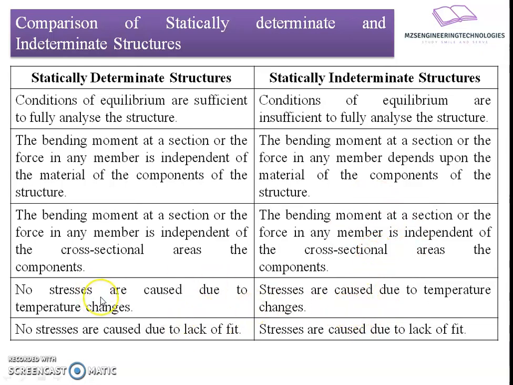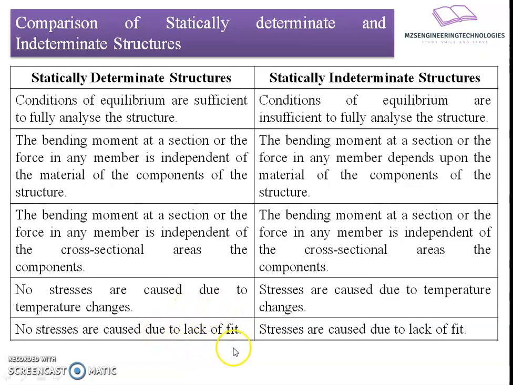In the case of a determinate structure, in one of my lectures I said that it is free from the stresses developed by temperature changes or the stresses developed by lack of fit. What is the meaning of this? The structure is so flexible that it has a negligible effect from temperature rise or extension of the member due to temperature rise. They are going to compensate, or the stresses which have been developed due to lack of fit.